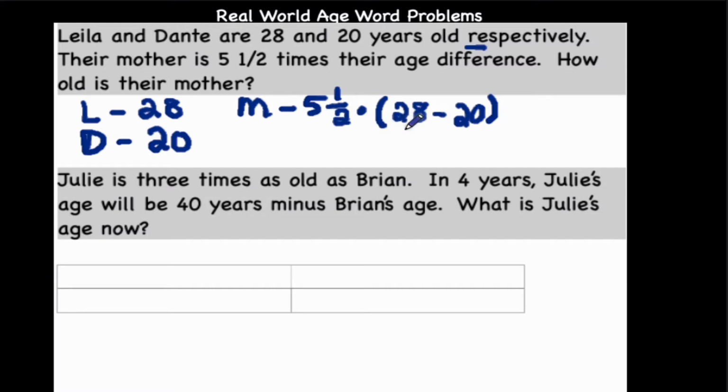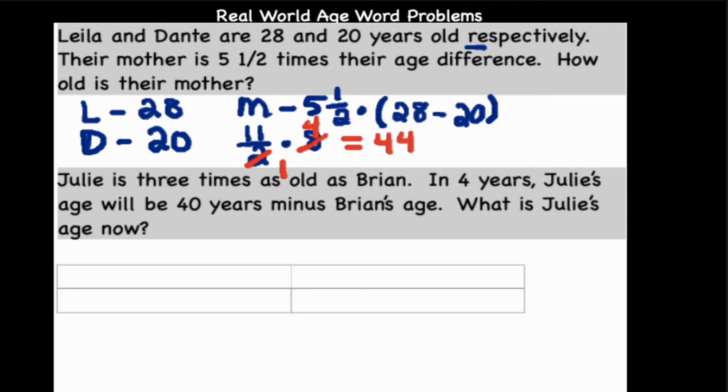All right, and notice we have 28 minus 20 in parentheses, so let's go ahead and solve what we have in parentheses first, okay? So we know that 5.5 is the same as 11 halves times, let's go ahead and solve 28 minus 20, which is 8. So now we can go ahead and simplify 11 halves times 8. So we know that 2 goes into 2 once, 2 goes into 8 4 times. And when you multiply across the numerators, 11 times 4 is equal to 44.